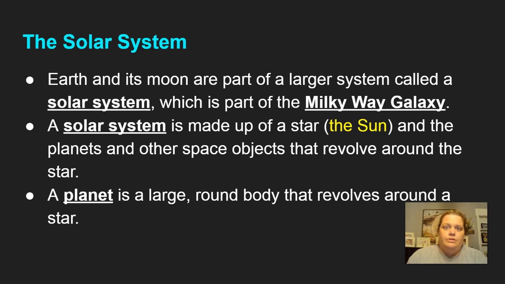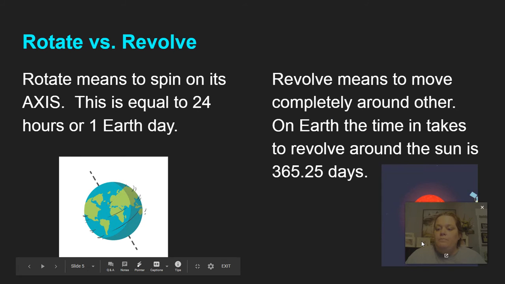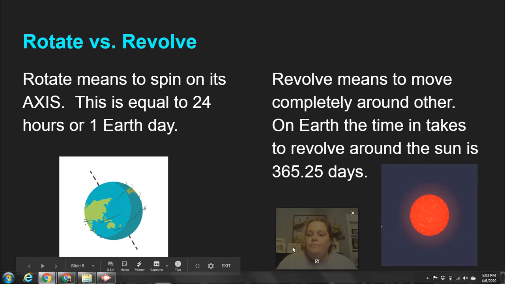When astronomers, and we're going to talk about that in a minute, started studying space, they thought that everything revolved around Earth. But smarter people came along and said, no, we revolve around the sun, which is our star. So the sun is the center of our universe. Okay, I'm going to move my picture out of the way here.